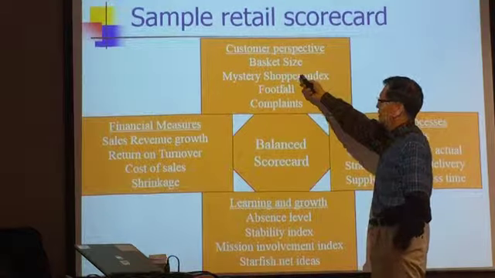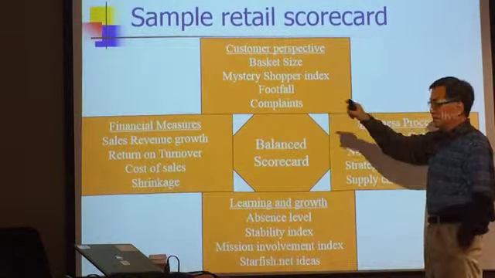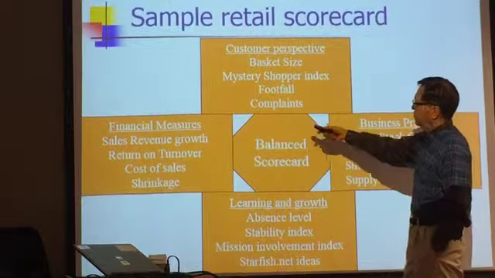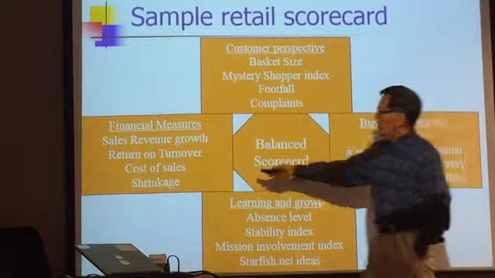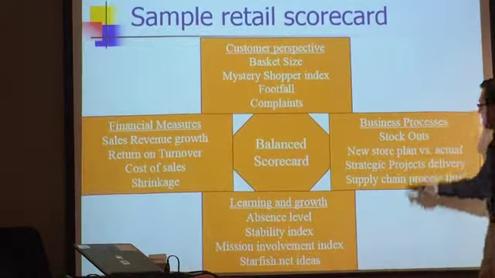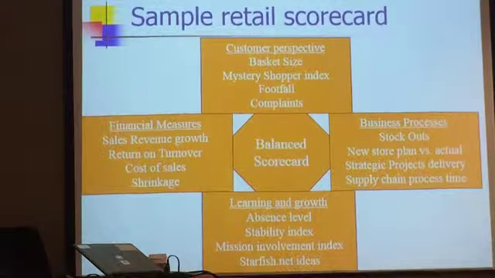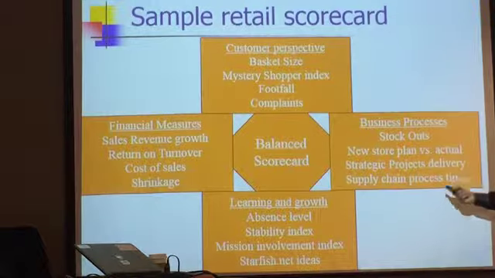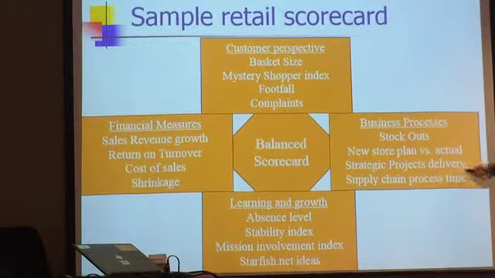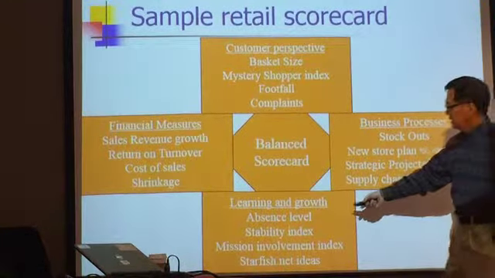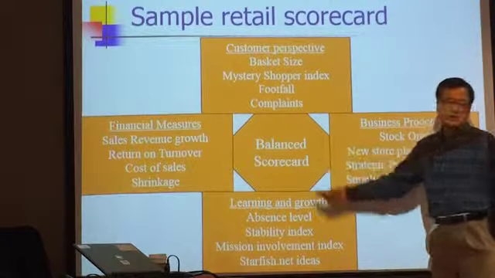customer process: basket size. Yes, they come, but how much are they spending? Mystery shoppers index, complaints, sales revenue growth, return on turnover, and customer sales shrinkage, spoilage, and stock out. Business processes: this stock out is because of poor planning of the raw material purchase, new store plan, actual opening, strategic project delivery, supply chain process time. Learning and growth: employee absence, establishing that mission, and now the balanced scorecard.